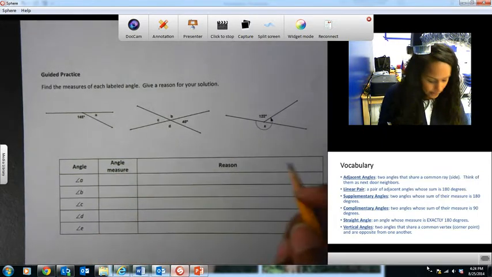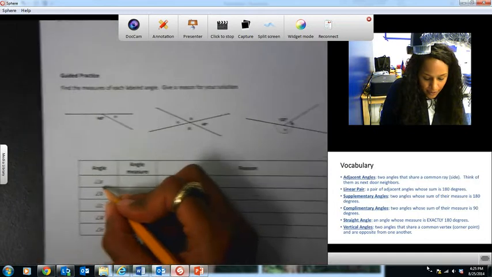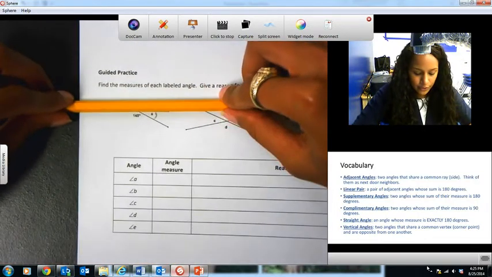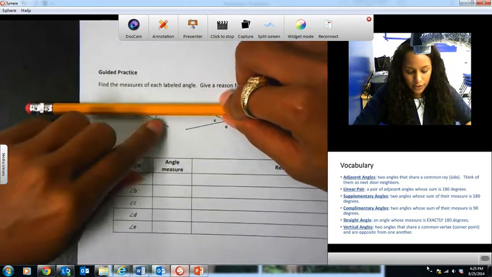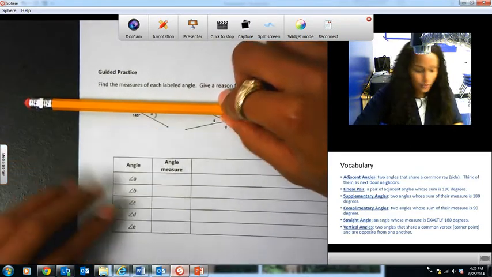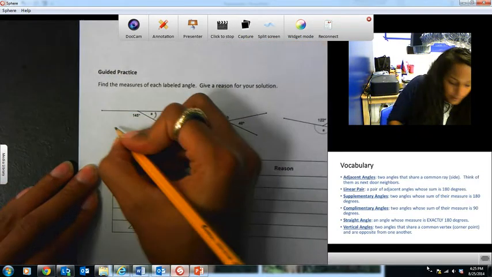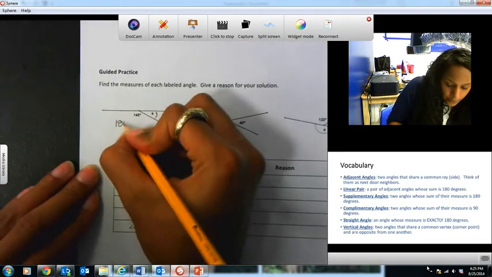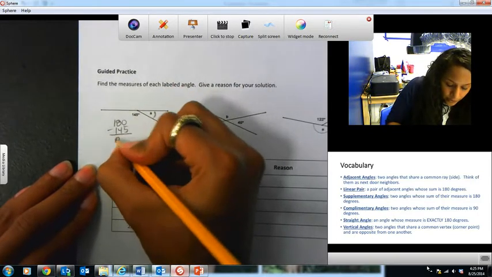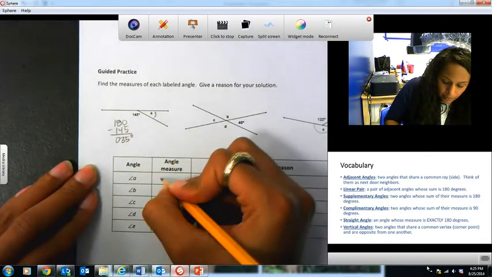Now the measure of angle A is right here. This picture looks very familiar to me because both of these angles are on a line. So that means that this one plus this one must equal 180 degrees. So to find the measure of angle A, I'm going to subtract 145 from 180, and I get 35 degrees. So the measure of angle A is 35 degrees.